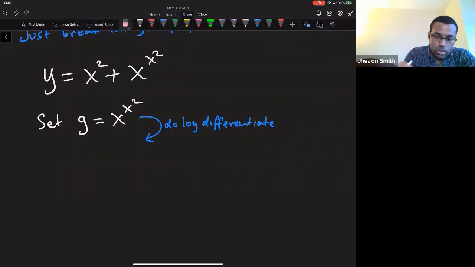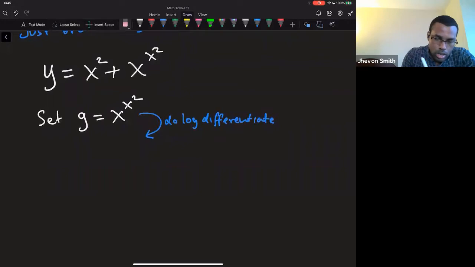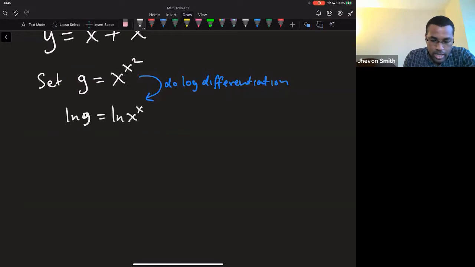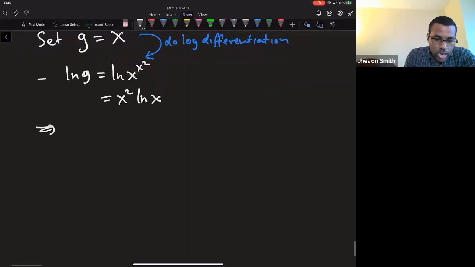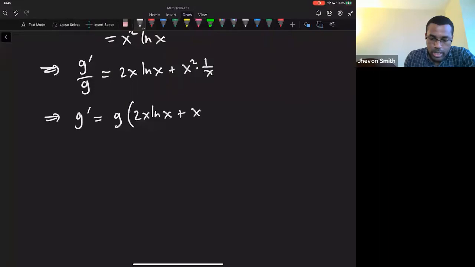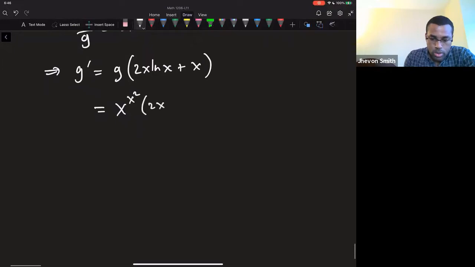So now I can do log differentiation. Now I can do ln of g equals ln of x to the x squared. That's just x squared times ln x. Then I can differentiate g prime over g. That's going to be 2x ln x plus x squared times 1 over x. So g prime is going to be g times 2x ln x plus x. And so that's going to be x to the x squared times 2x ln x plus x. And I know you can actually factor out a common x.